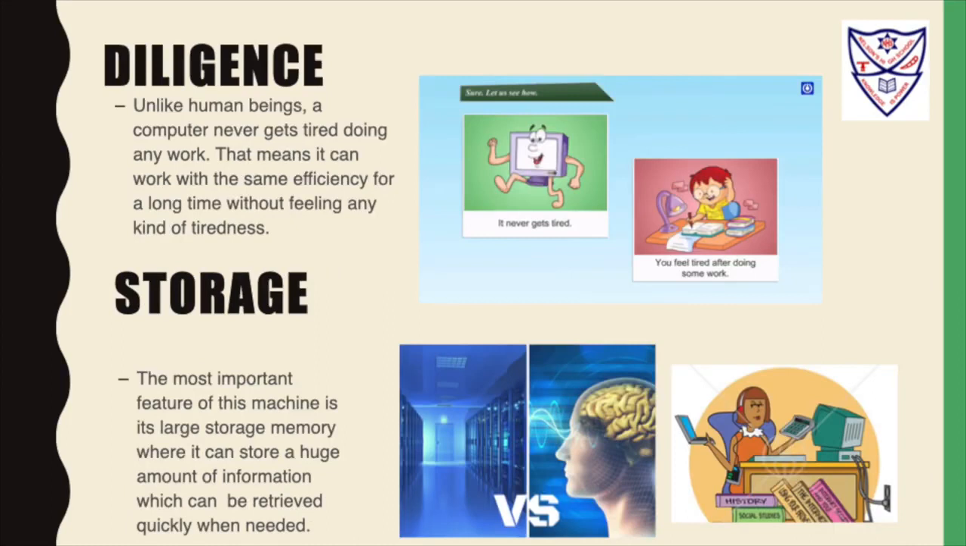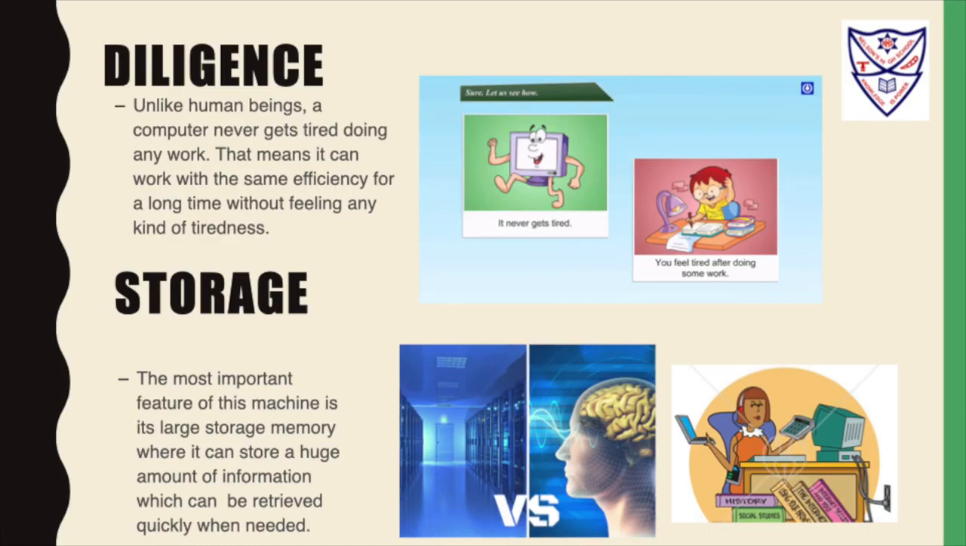Diligence. Unlike human being, a computer never gets tired of doing any work. That means that it can work with the same efficiency for a very long time without feeling any kind of tiredness. Humans are obviously prone to being tired. They are obviously prone to having breaks, which limits the task time, like how much time can be allotted to a certain task when a human person is doing it. Whereas for a computer, the task can be run at any time from any place because computers are machines and can never get tired of doing the tasks.